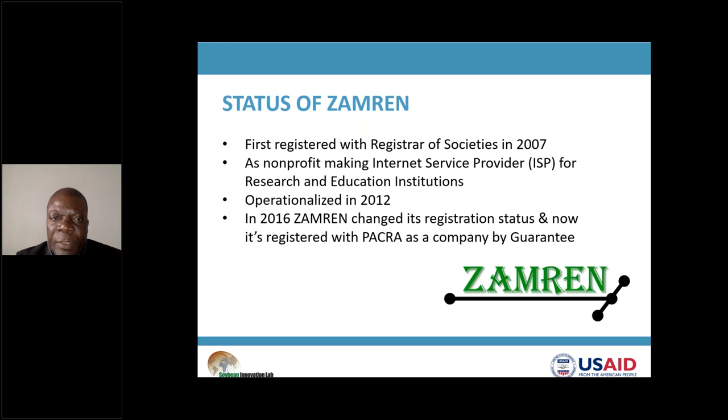So the status of Zambrin, that's the legal status. It was first registered in 2007 as a non-profit making internet service provider, and continues to be like that. In 2012, it was operationalized under funding from the Netherlands government through NUFFIC. And in 2016, we changed its registration status to a company by guarantee. The reason was that under the Register of Societies, we could only take up to 50 institutions, but we grew to more than 50. And so the law demanded that we change from the Register of Societies to PACRA. PACRA is the Patents and Company Registration Agency.